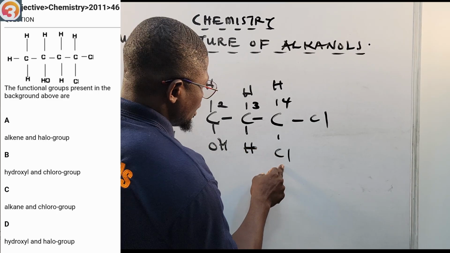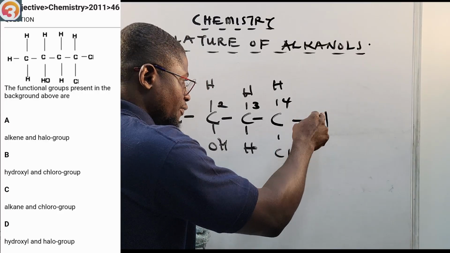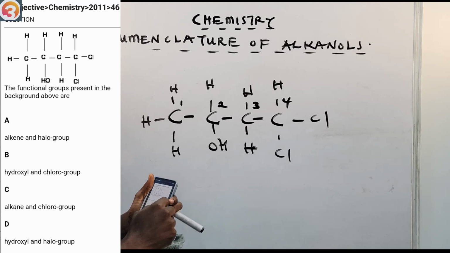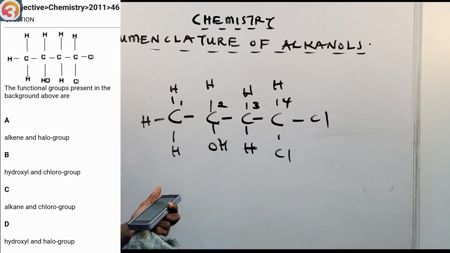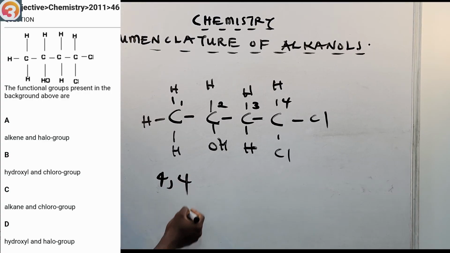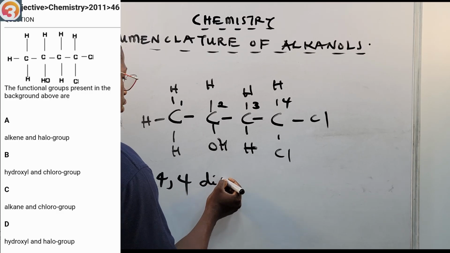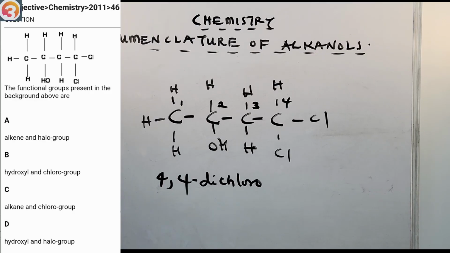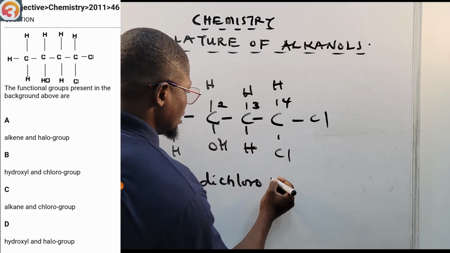There is a chlorine atom on the 4th carbon, and another chlorine atom on the 4th carbon. So we have 2 chlorine atoms on the 4th carbon. Look at it very well from your question. That is the only other substituent present, so that becomes 4,4-dichloro. Dichloro is the halo group here. Then butan-2-ol.